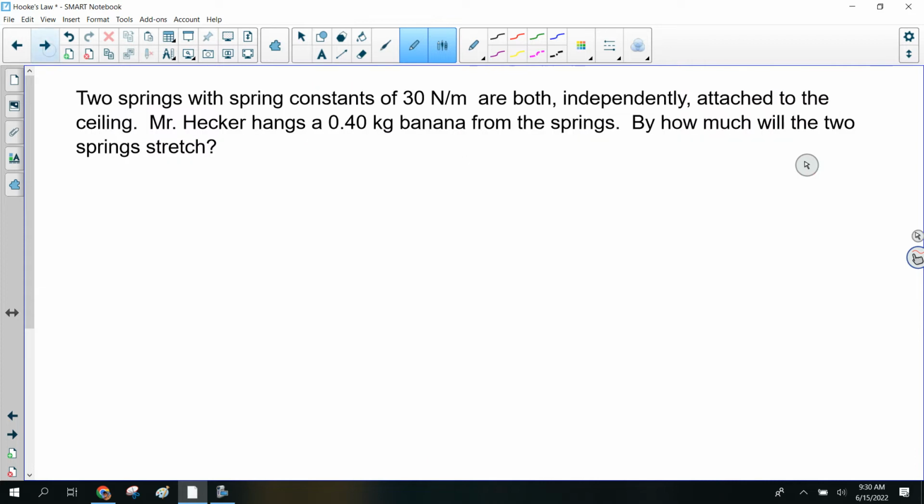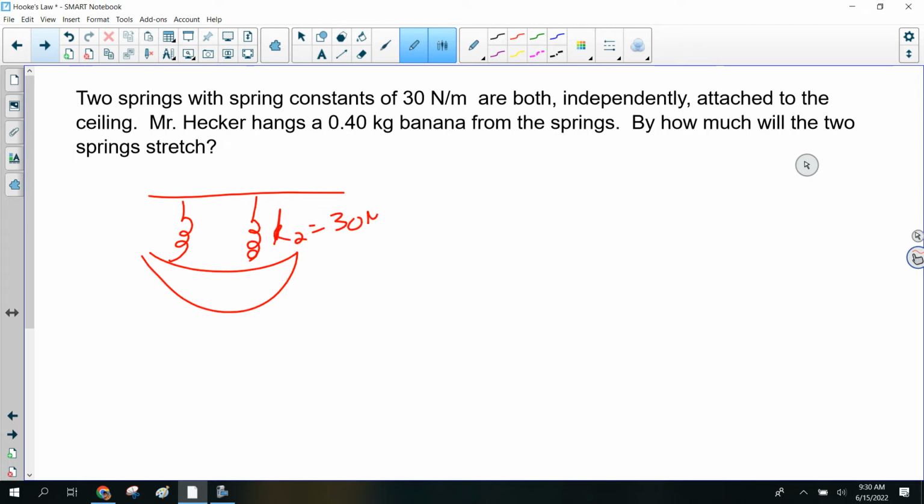This first one says two springs with a spring constant of 30 newtons per meter are both independently attached to the ceiling. Let's draw that. Here's our spring, here's our spring. Mr. Hacker hangs a banana from it. So here's our banana. Spring constant number 2 is 30 newtons per meter. Spring constant number 1 is also 30 newtons per meter. The banana has a mass of 0.4 kilograms, so let's draw in our forces. The force of gravity here is going to be negative 3.92 newtons.